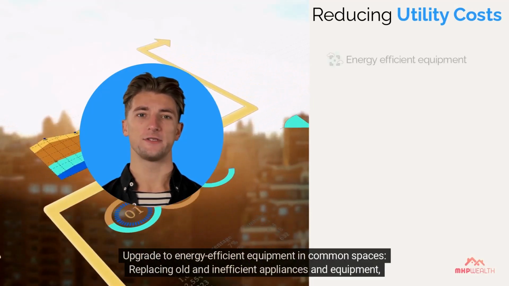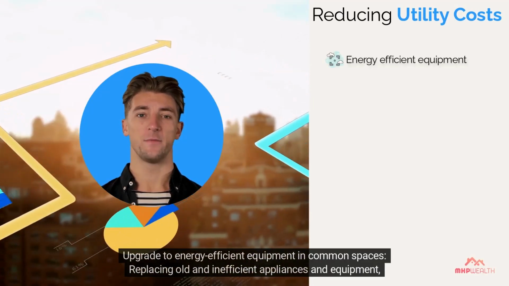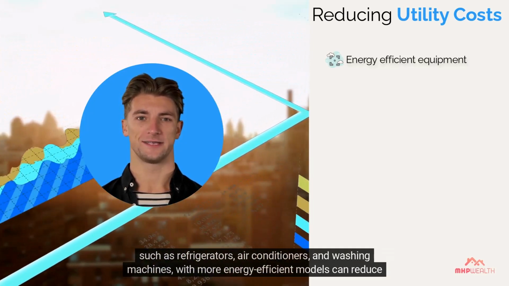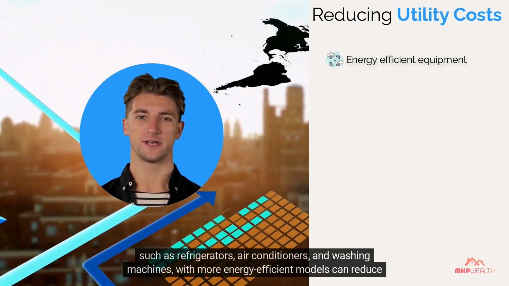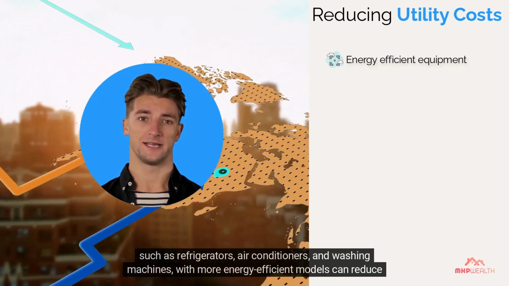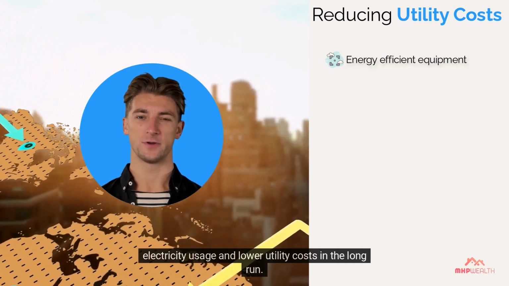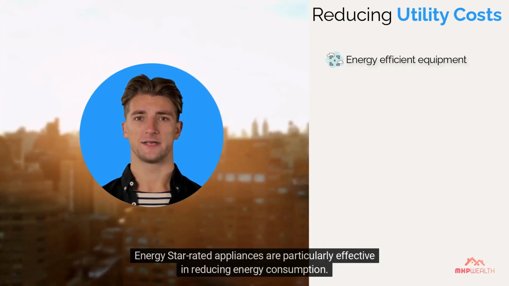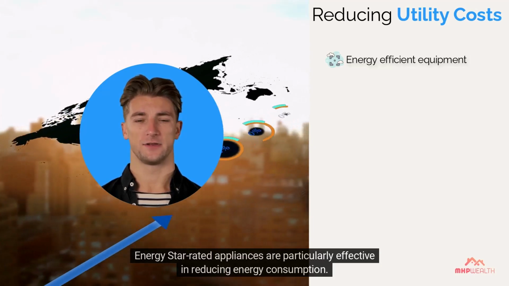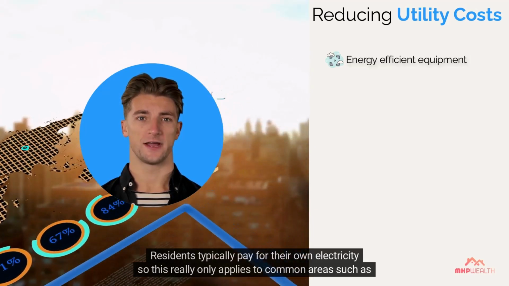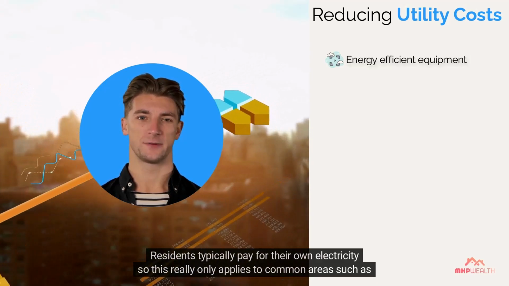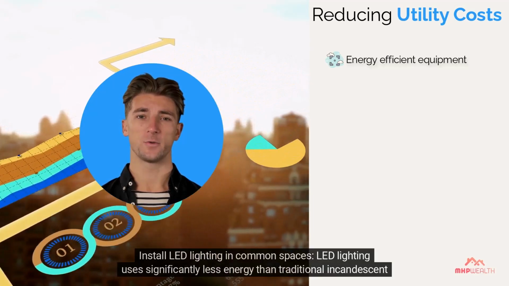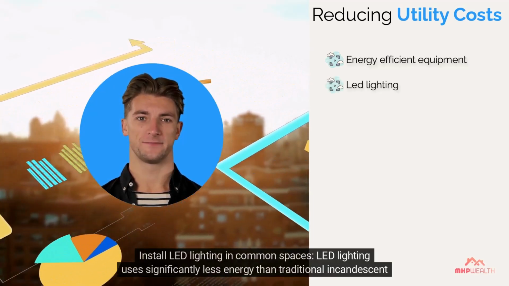Upgrade to energy-efficient equipment in common spaces. Replacing old and inefficient appliances and equipment, such as refrigerators, air conditioners, and washing machines, with more energy-efficient models can reduce electricity usage and lower utility costs in the long run. Energy Star-rated appliances are particularly effective in reducing energy consumption. Residents typically pay for their own electricity, so this really only applies to common areas such as a clubhouse or office.